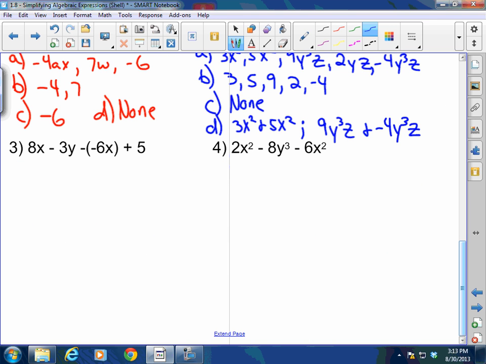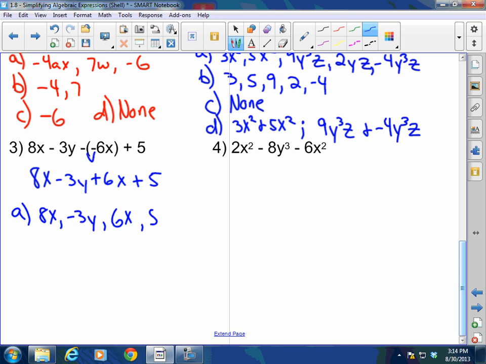For number 3, before you do anything, always simplify if you can. If it's possible, simplify. So I've got 8x minus 3y plus 6x plus 5. Now, let's go through the process. The terms are 8x, negative 3y, 6x, and 5. The coefficients are 8, negative 3, and 6. The constant is 5. My like terms in this example are 8x and 6x. There are no other like terms.